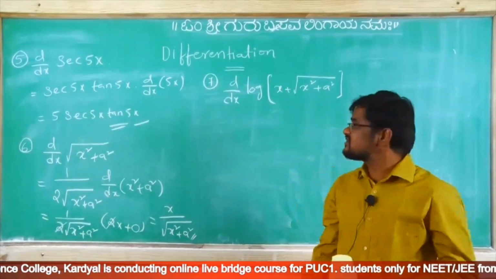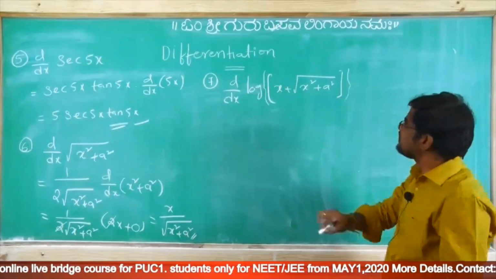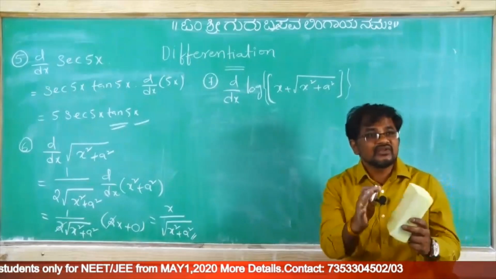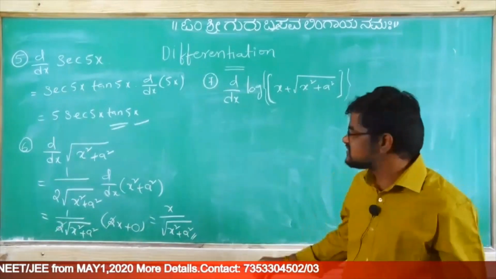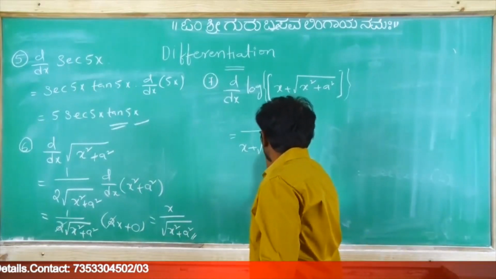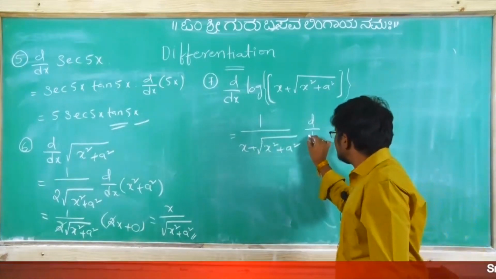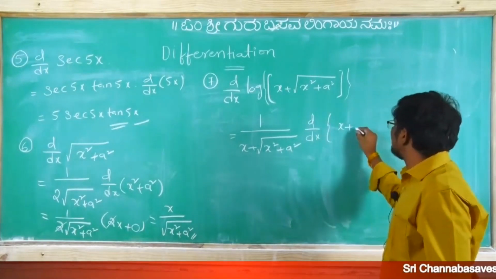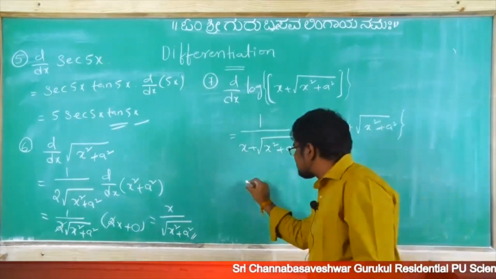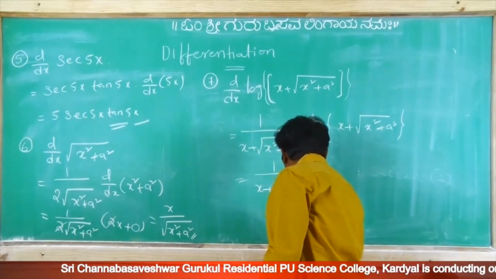Now, first, it is in the form of which formula? Log x. Here, treat this total as x only. Now, the differentiation of log x is 1 by x. Just take 1 by x. What is x? This one is x. Again, what do we have to do? Differentiation: d by dx of x plus root of x square plus a square. Now that is equal to 1 by x plus root of x square plus a square.